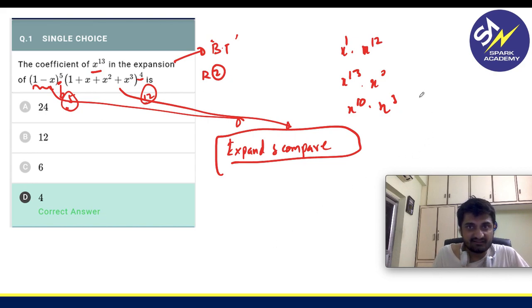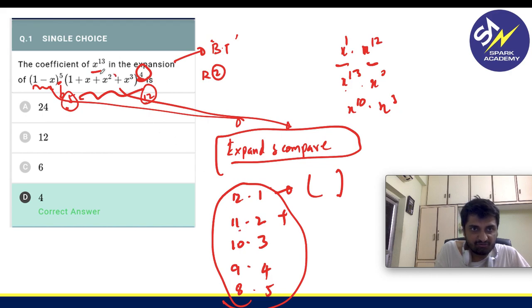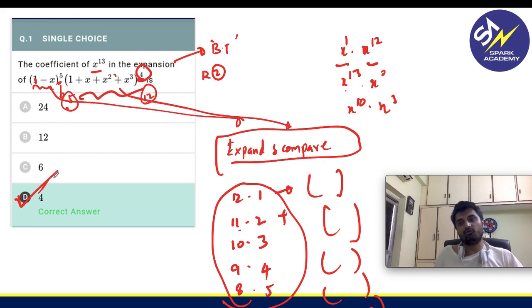So I can do everything, right? 12 and 1 I can do. 13 I don't have, so I need not do 13. So I can do 12 and 1, 11 and 2, 10 and 3, 9 and 4, 8 and 5. That's it. From this, check the power 12 value, plus from this, check the power 11 and power 2 values, and so on. If you add them, you will get 4 as the answer.